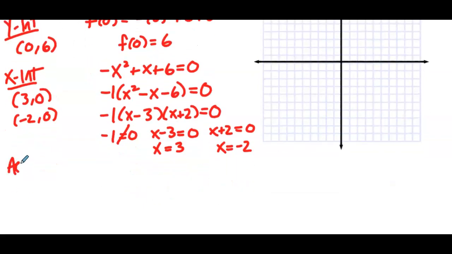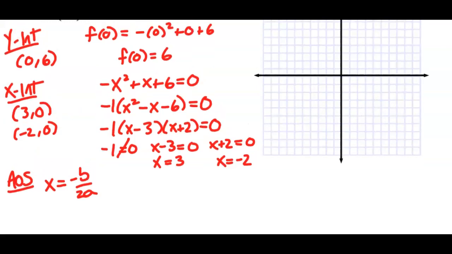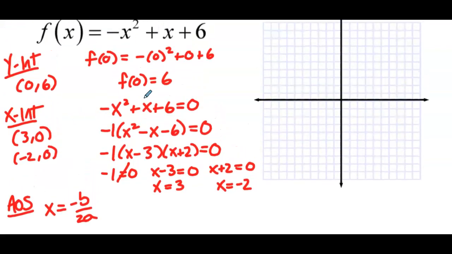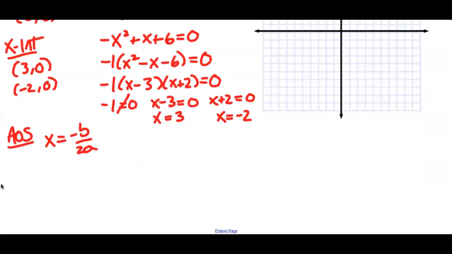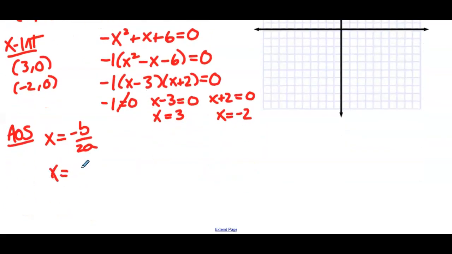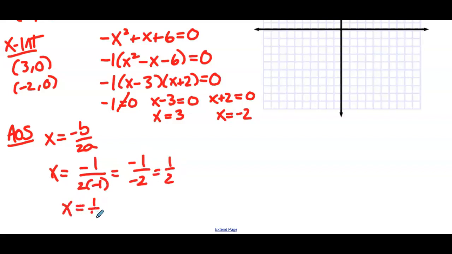Next up, we need the axis of symmetry. X equals negative b over 2a. As a reminder, we can also find the average of the x-intercepts. So we have b is 1, a is negative 1. So x equals negative 1 over 2 times negative 1, which is negative 1 over negative 2, which is 1/2. So the axis of symmetry is x equals 1/2.